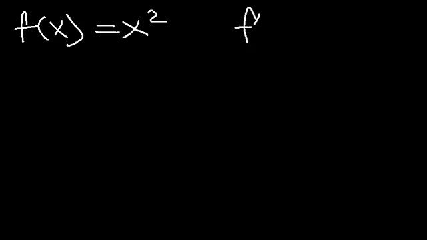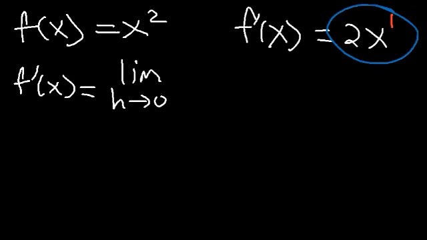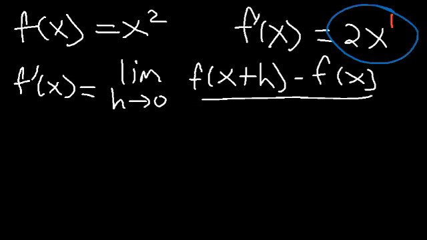Now let's say we want to find the derivative of x squared. What's the answer? Using the power rule, we know it's going to be 2x to the first power. But how can we use limits to get this answer? Here's the equation that you need. The derivative of a function is equal to the limit as h approaches 0 of f of x plus h minus f of x, divided by h.